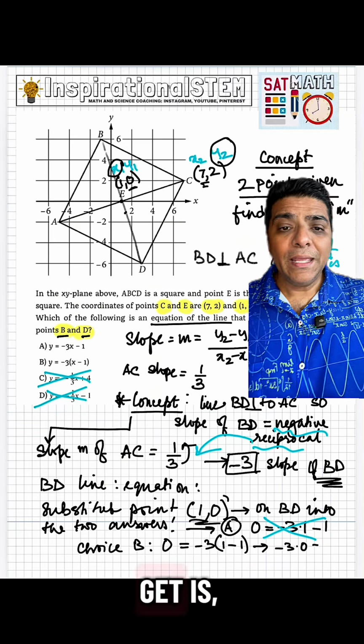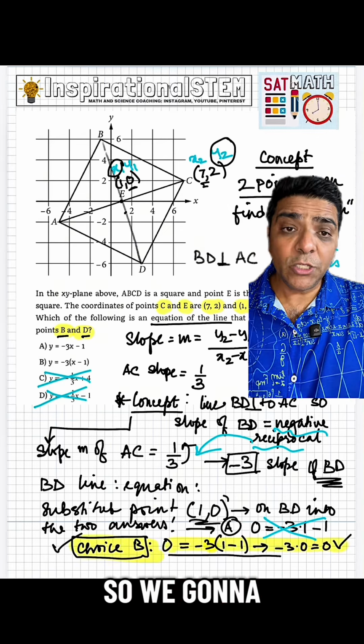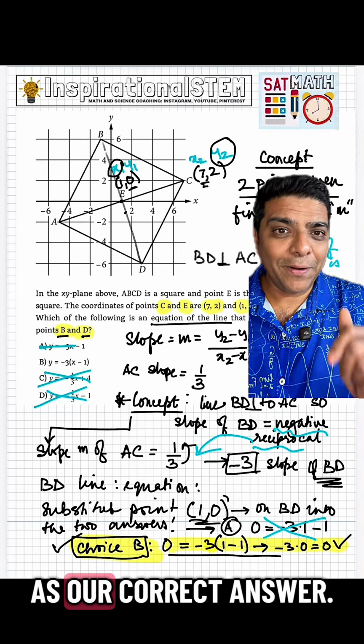So what you get is 0 equals 0. So that is indeed the correct answer. So we're going to select choice B as our correct answer.